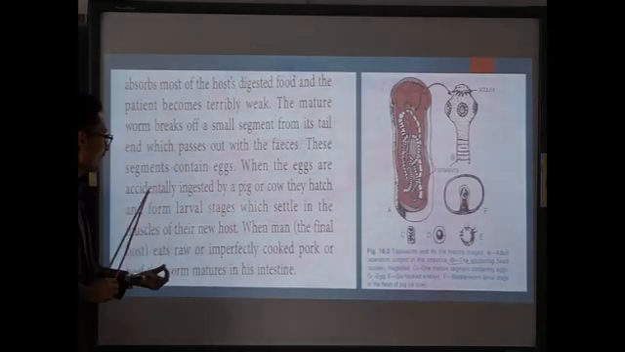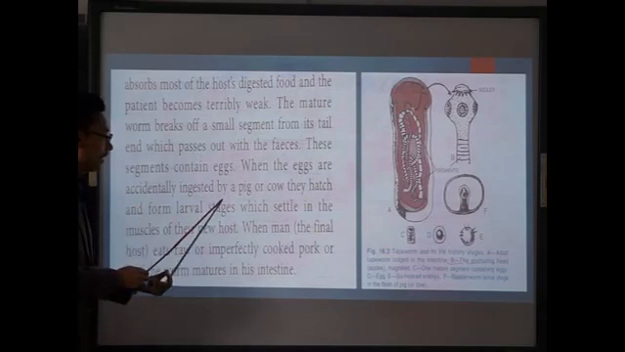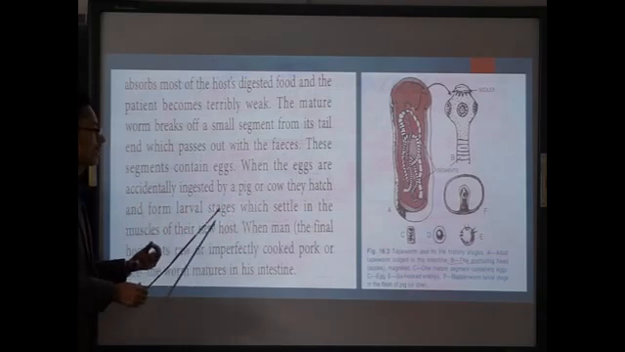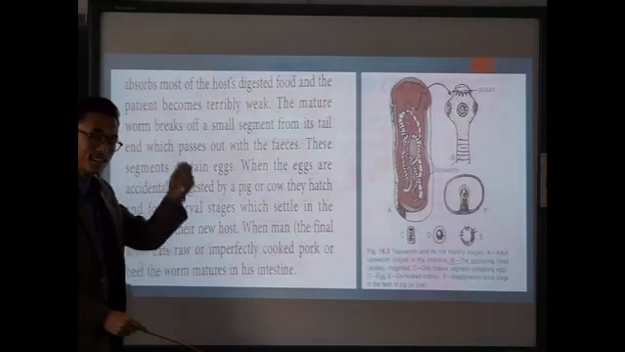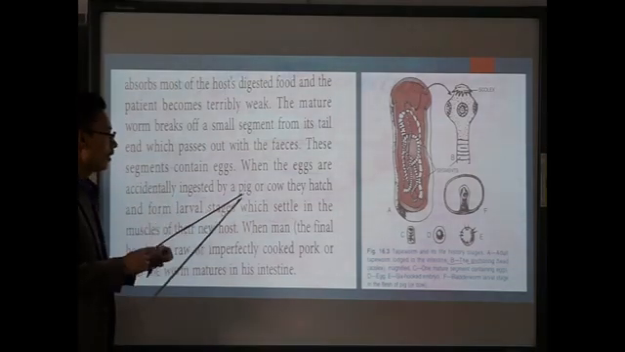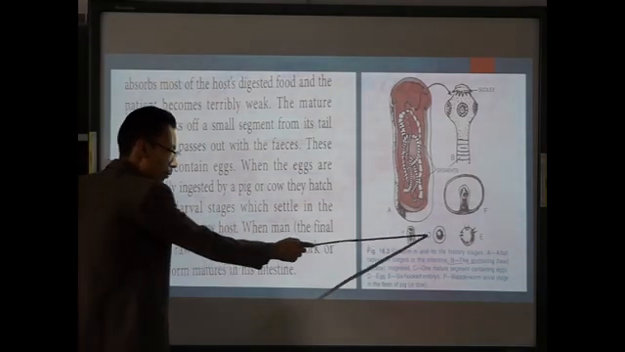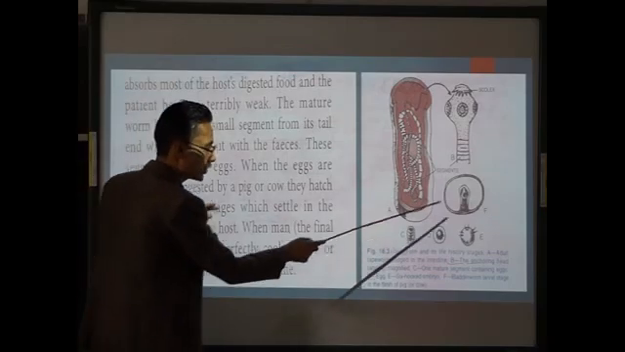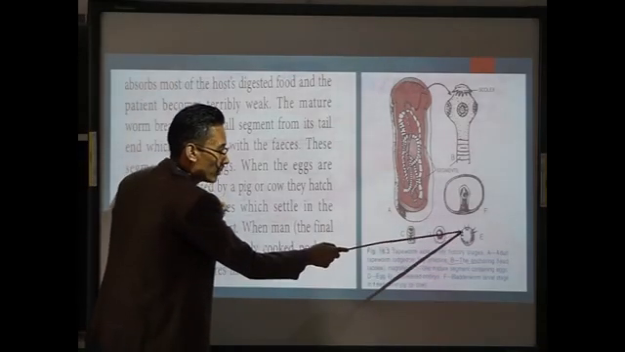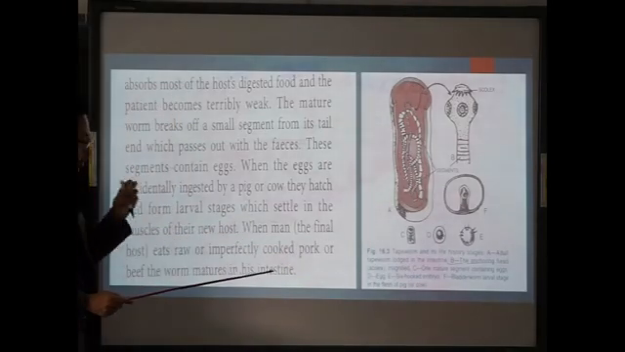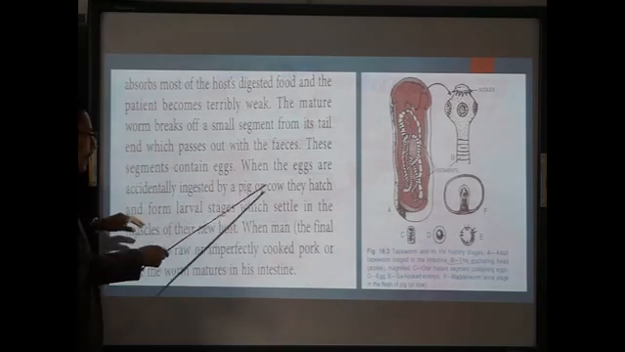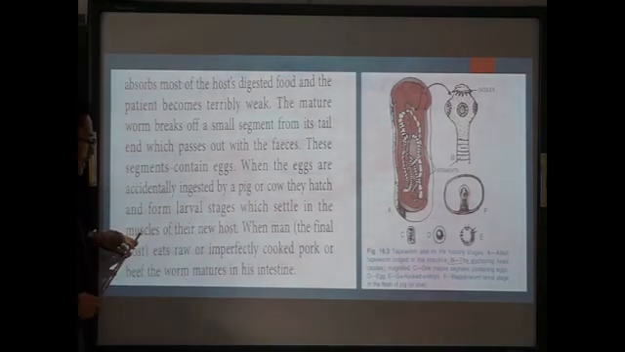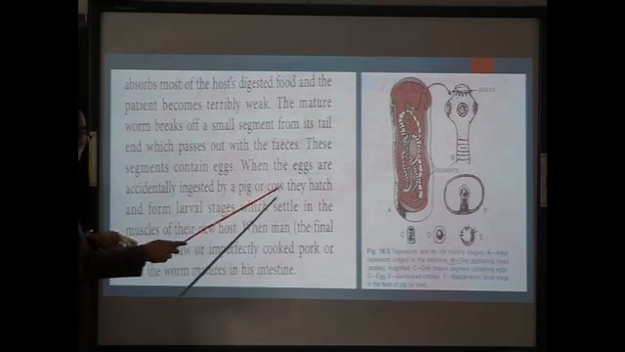Now, when the eggs are accidentally ingested by the pig or by the cow, they hatch and form the larval stage. That means when these eggs are accidentally taken in by the cow or the pig, the egg hatches into an embryo, and the embryo develops into a larva. Those larval stages develop in the body of the pig or cow and settle in the muscle of the new host, the pig or the cow.